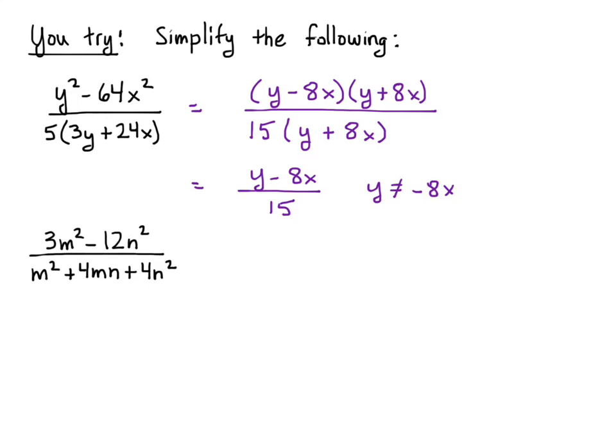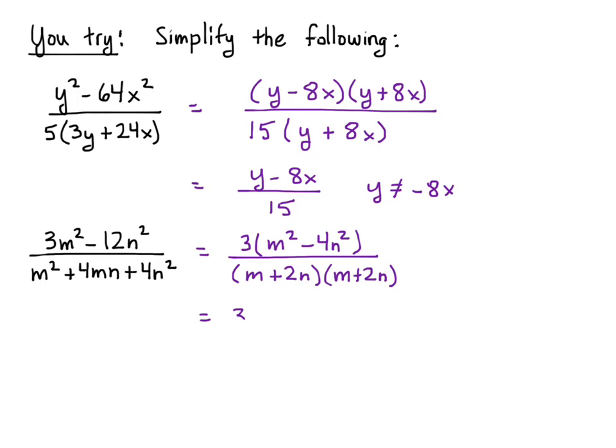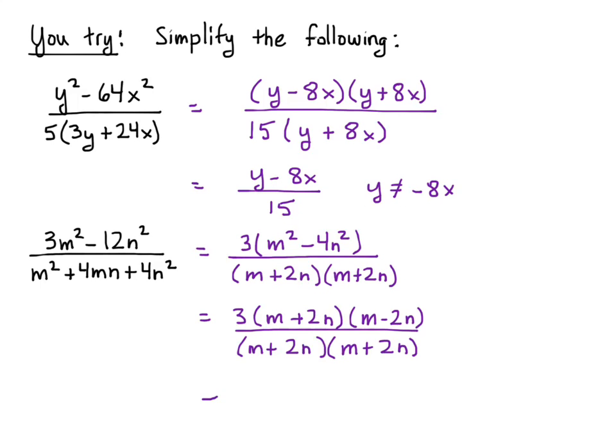Okay, so what did she do? She factored out the 3 from the numerator, and then the denominator factored into 2 factors of m plus 2n. And then you had the difference of squares, which could factor, and then 2 of them cancel. And so you get this expression.